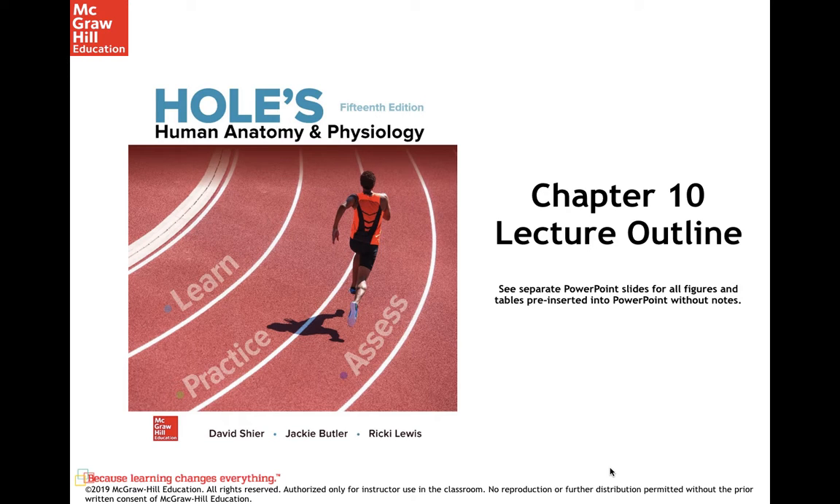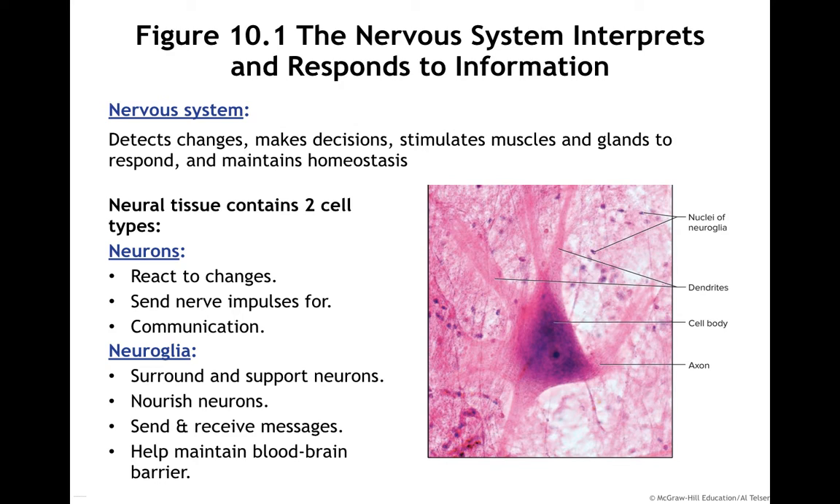Okay, let's start with Chapter 10, which deals with the nervous system. And the nervous system interprets and responds to information. It detects changes, makes decisions, stimulates muscles and glands to respond, helps to maintain homeostasis.